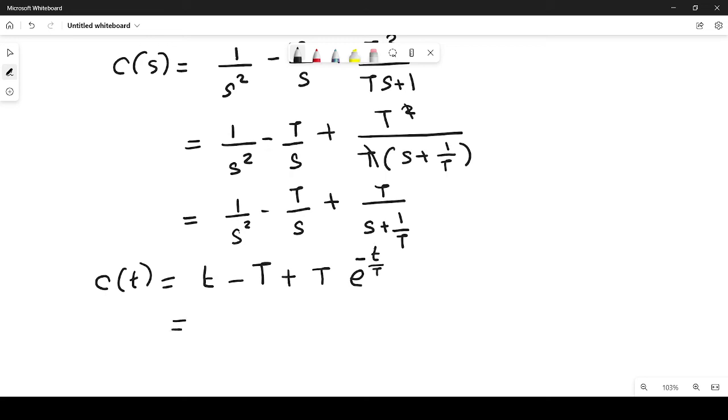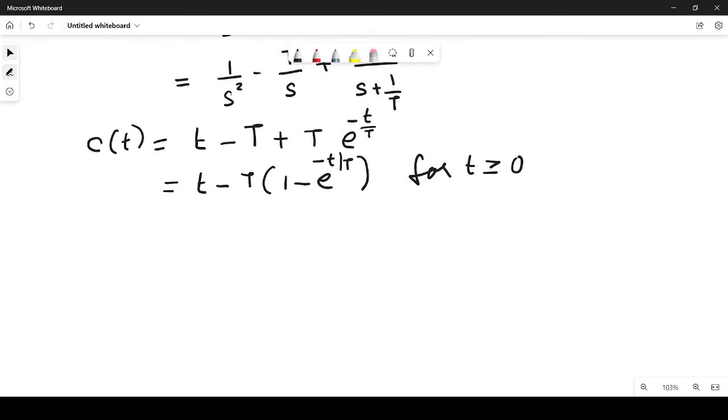So this one again I can just write as t minus T into 1 minus e raised to minus t by T. So this is for t greater than or equal to 0. See, time constant indicates how fast the system reaches its final value. So the smaller the time constant, the faster is the system response.